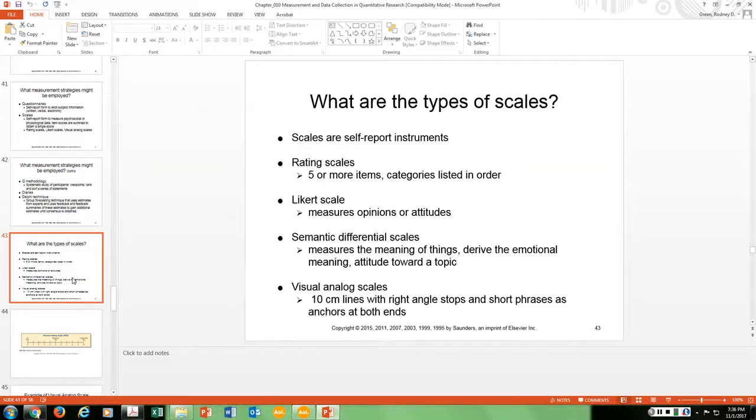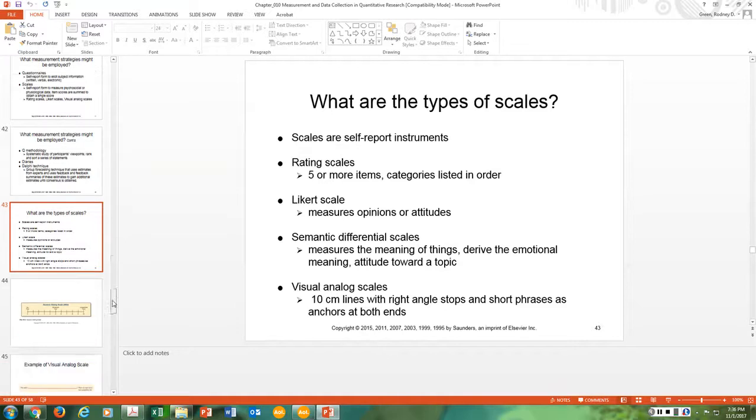And last, the visual analog scale. This consists of 10-centimeter lines with right-angle stops and short phrases as anchors at both ends. And we'll give some examples of these different scales.